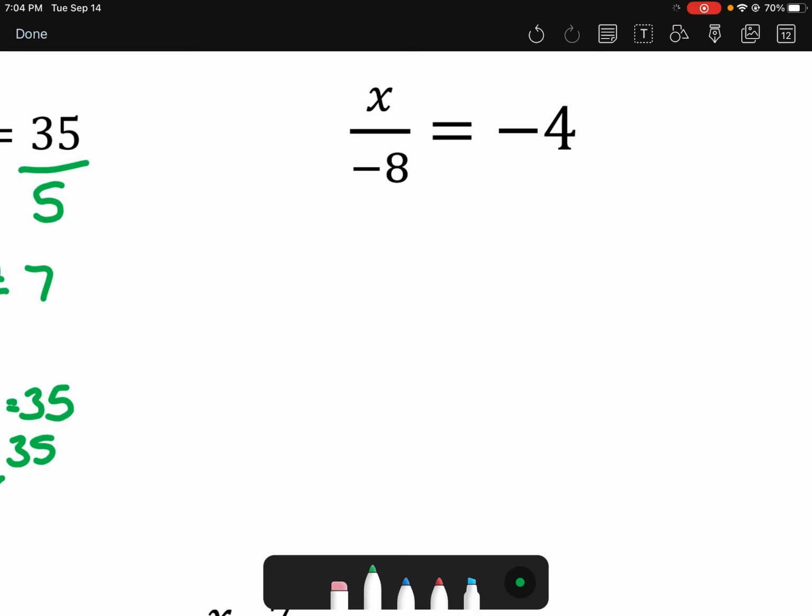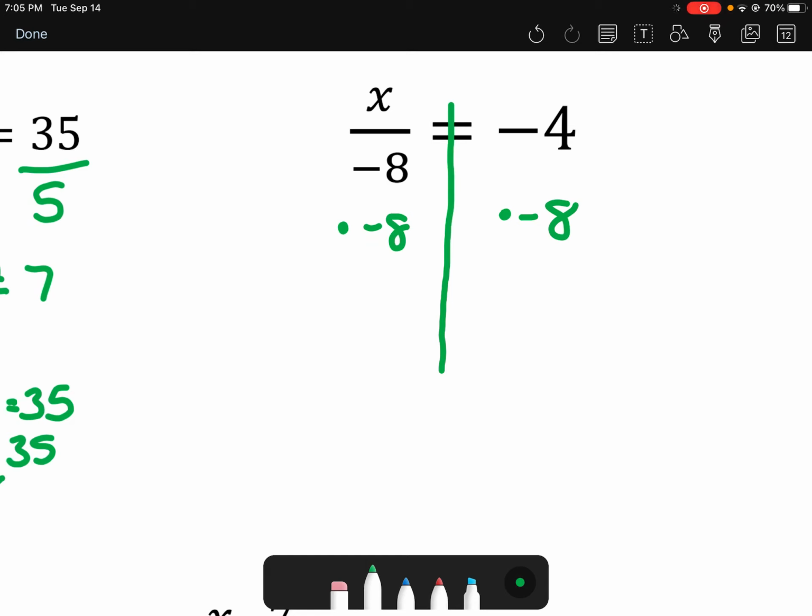And then the last one in this row, I have x over negative 8. To get rid of that negative 8, I have a fraction bar between the x and the negative 8 there. That fraction bar really just means division. That's a division bar, so I'm dividing the two. So my inverse operation would be to multiply by negative 8.